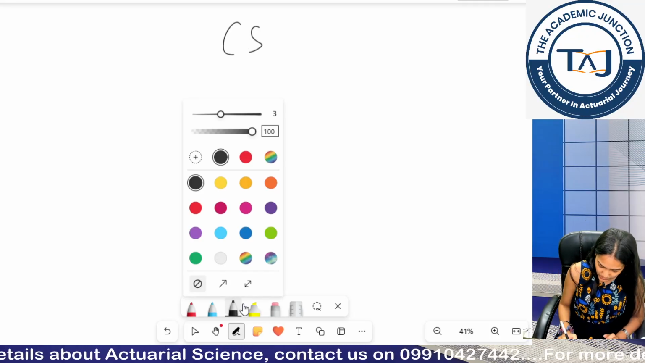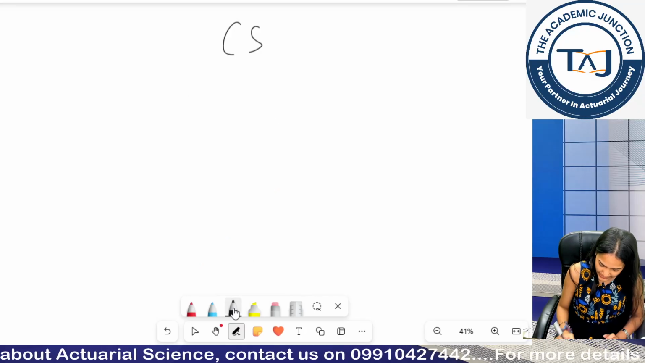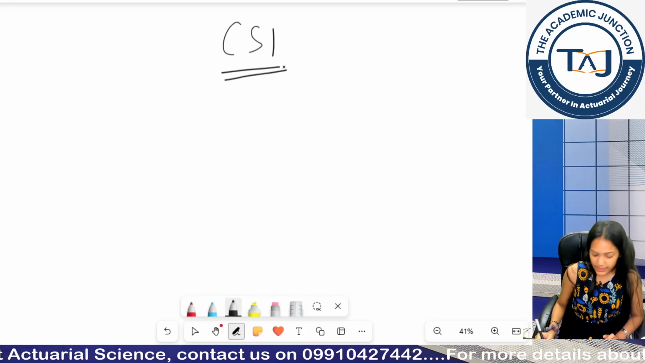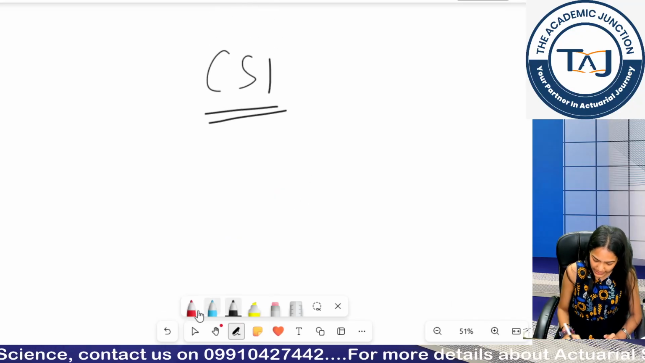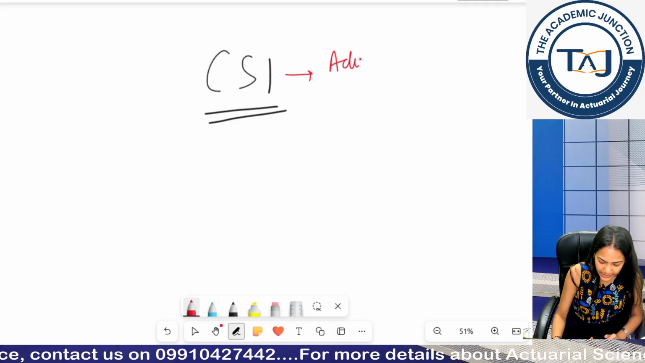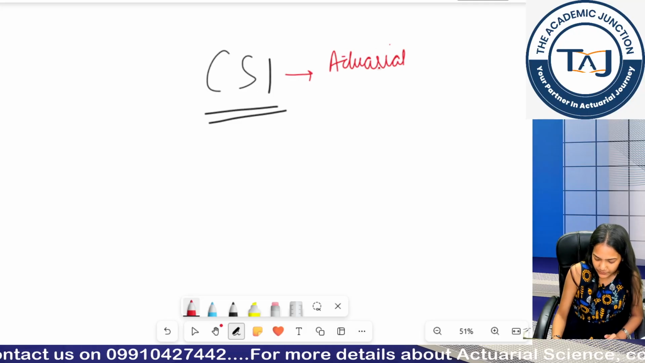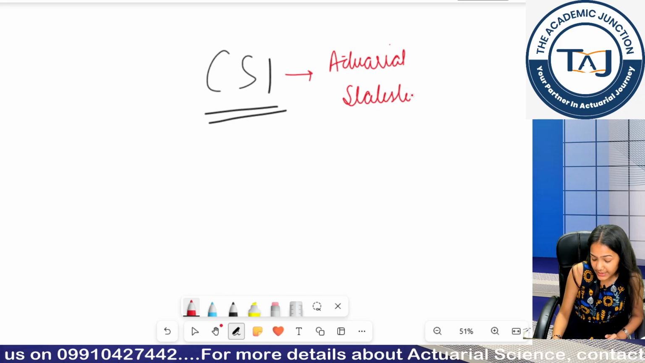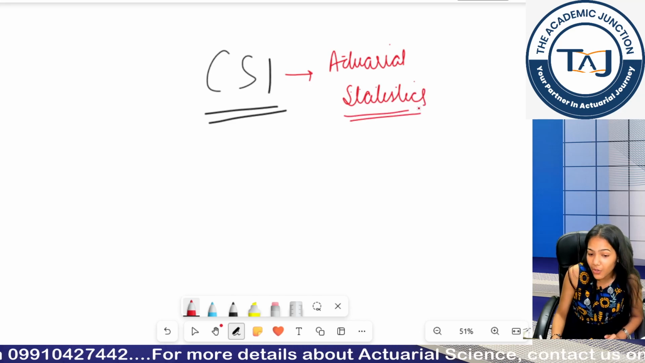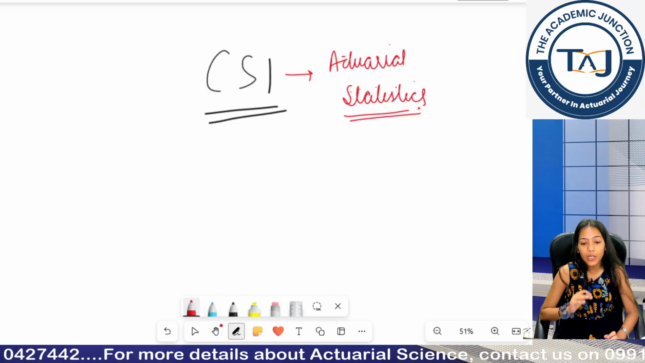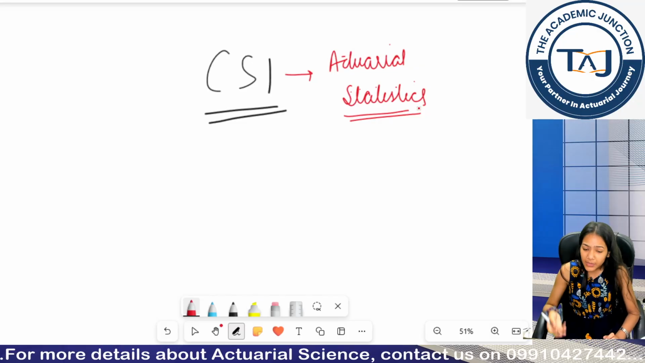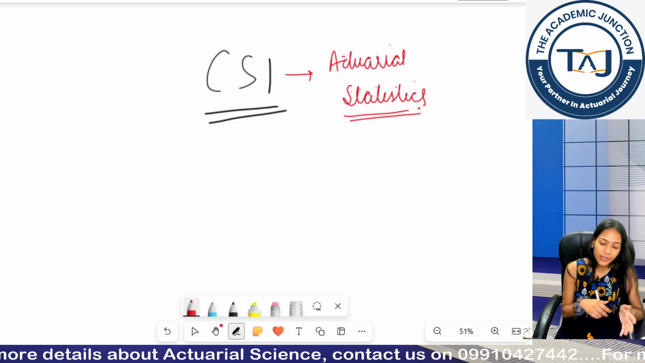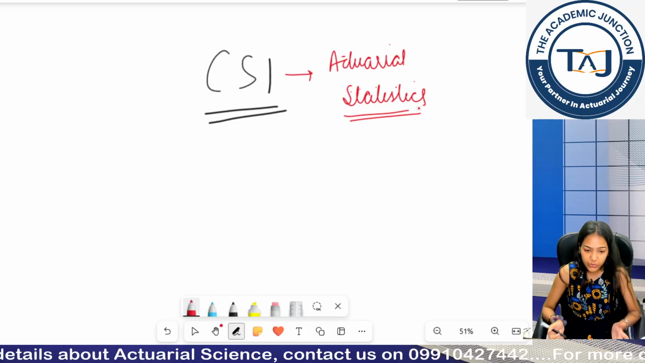So we are going to do CS1. We are doing the CS1 paper. Now CS1 is named the Actuarial Statistics paper. As the name suggests, we will be learning a lot of statistics here, and a lot of distributions, like binomial and Bernoulli, some that you might have learned earlier and some that are completely new to you.